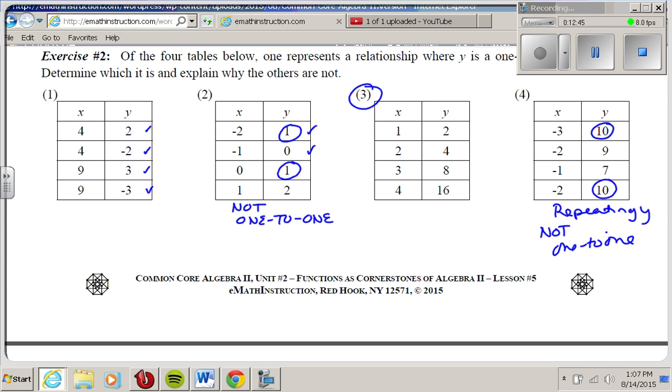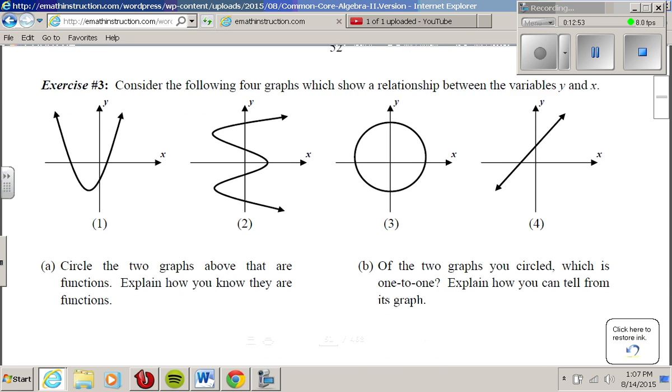I think there's a typo here. I think we have a typo. I apologize. Okay. So that's from the table. So again, you're looking for those repeating y's.